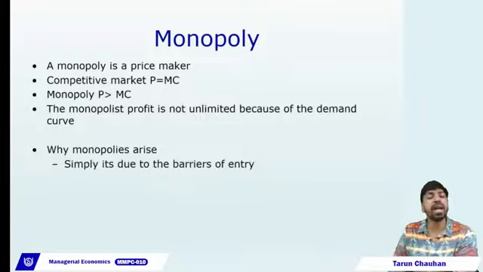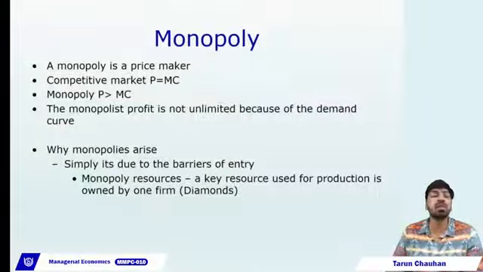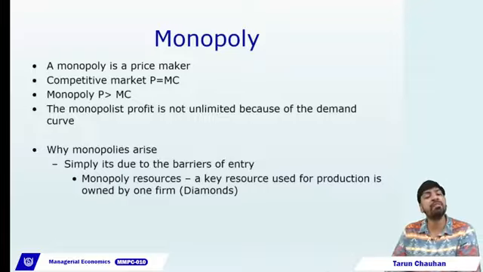Why do monopolies arise? It's due to barriers to entry. In a monopoly, there are plenty of restrictions and new firms cannot come in, and that's why monopolies arise in this way. Monopoly resources: a key resource which is used for production is owned by one firm. Let's say diamonds, gold. In fact, expensive stones, which cover the whole market by one firm, that's called monopoly.